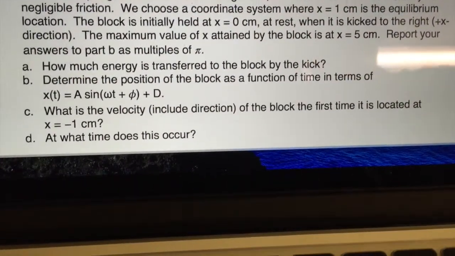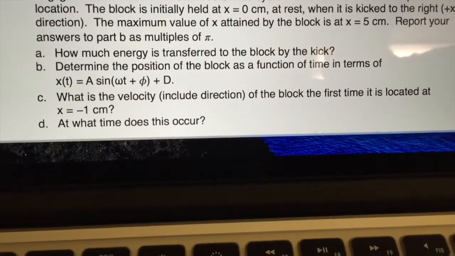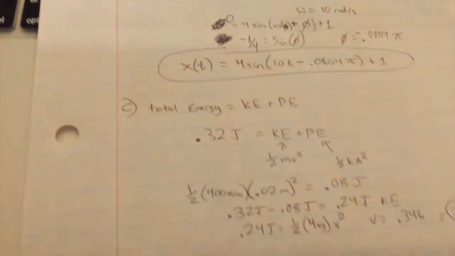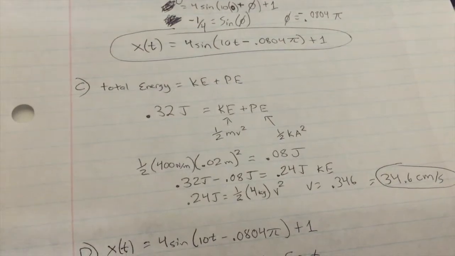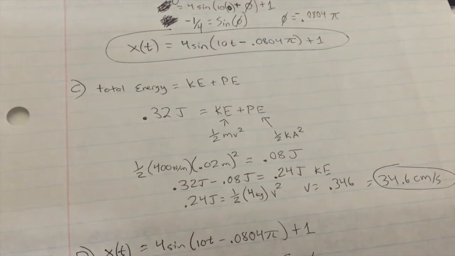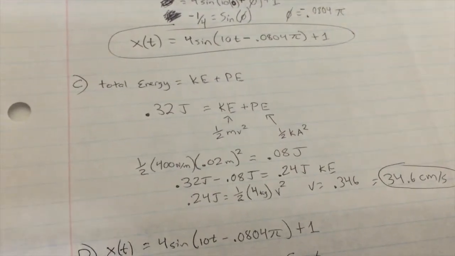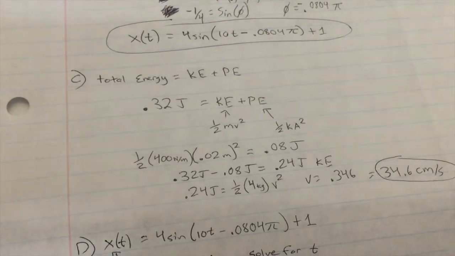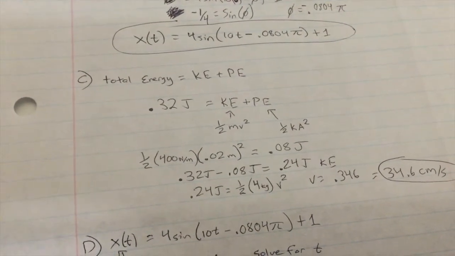Okay, so part C is what is the velocity of the block the first time it is located at x equals -1 centimeters. To figure this out, we're going to set the total energy of this system equal to the kinetic energy plus the potential energy, and the total energy we know is 0.32 joules because we already calculated that in part A. Then you set that equal to 1/2 mv squared plus 1/2 kx squared.